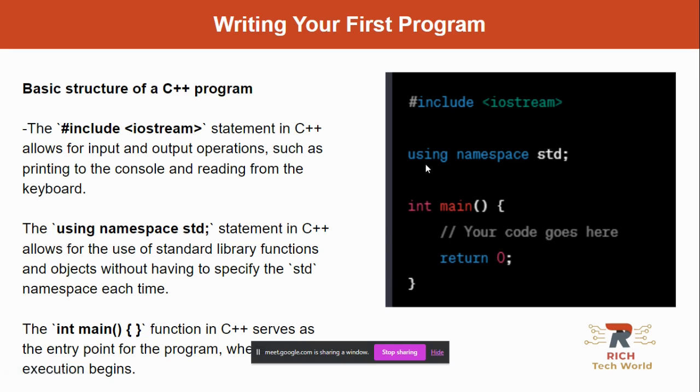Then we also have the second part here, which is using namespace std. This statement in C++ allows you to use the standard library functions, or the standard objects, without having to specify it whenever you need it. I'll give you two separate scenarios that would actually explain what I'm saying right now. So we'll move on from here.